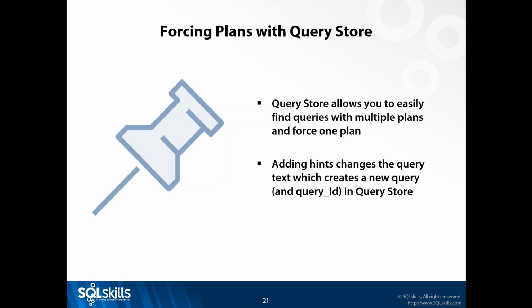What you cannot do, which you can do with a plan guide, is add a hint to a query to make it behave a certain way. Because adding a hint, adding anything, changes the text, right? Remember I said there's textual matching in effect. So when I add a hint, that creates a new query and a new query ID in Query Store. But forcing plans is sometimes an option when you don't have the ability to change the code or add an index.